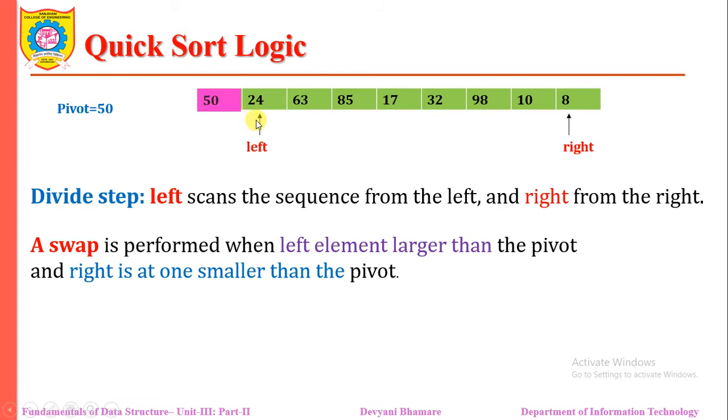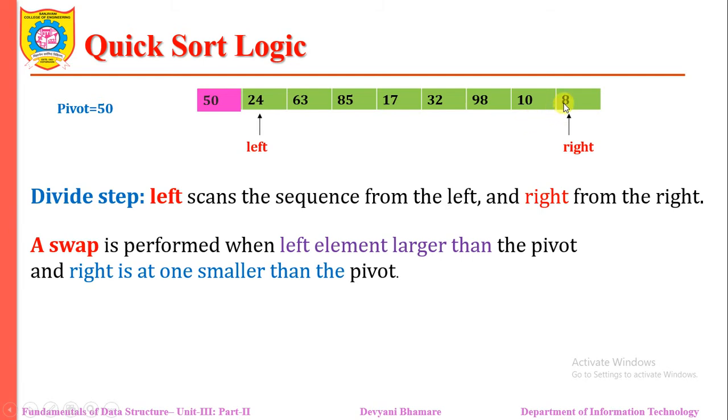No, then increase by 1. Is 63 greater than the pivot? Yes, then we need to stop. So left is pointing to this 63. Start with right. Is A of right less than the pivot? Yes. Then we do not need to decrease the right.